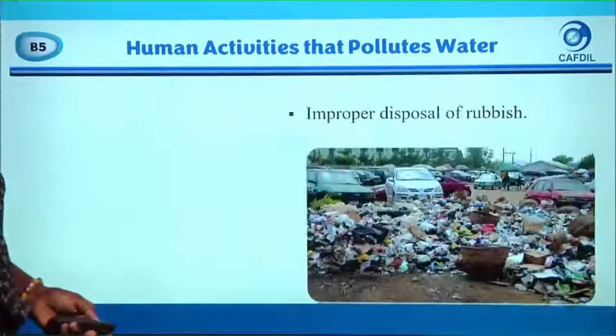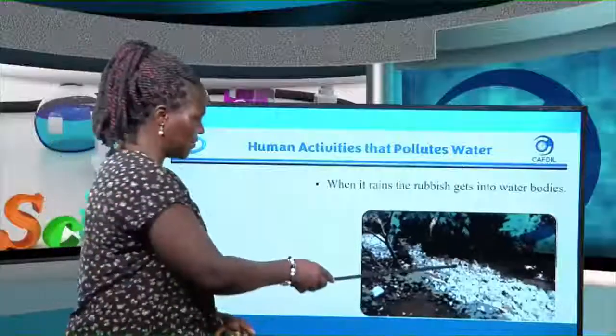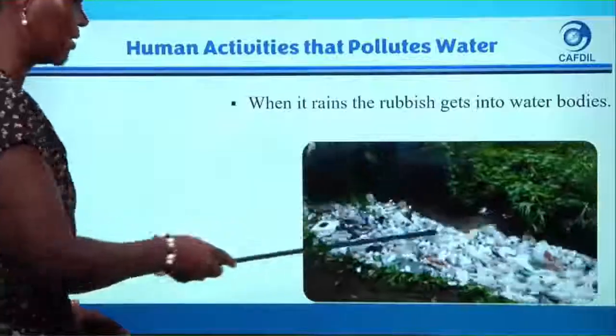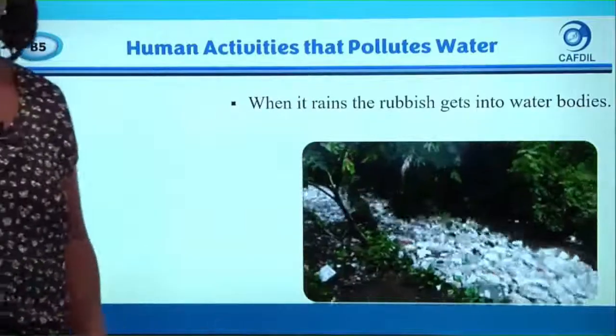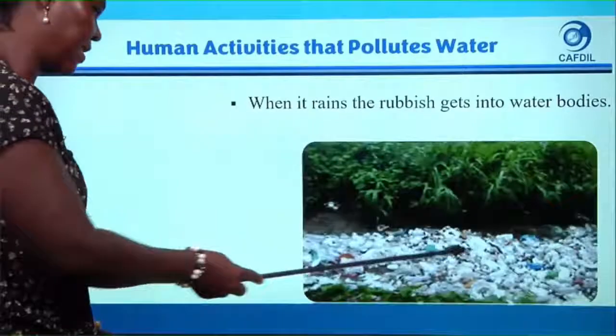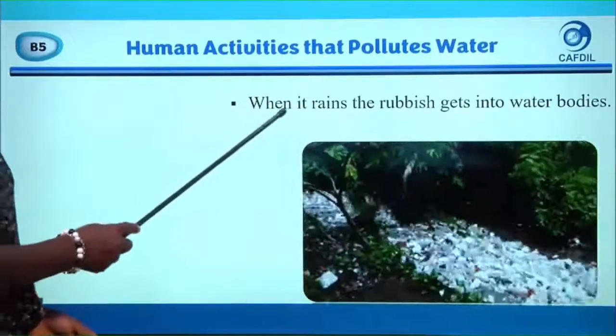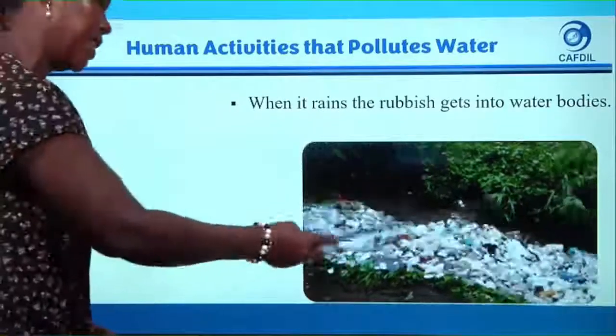The rubbish here, this rubbish will enter into the river when it rains, and look at what is happening. It will make the water unsafe for use, and we can't use it. So you can see, when it rains, the rubbish gets into the water bodies.